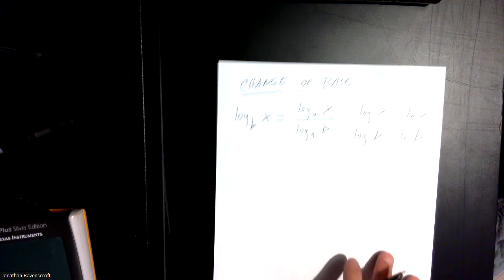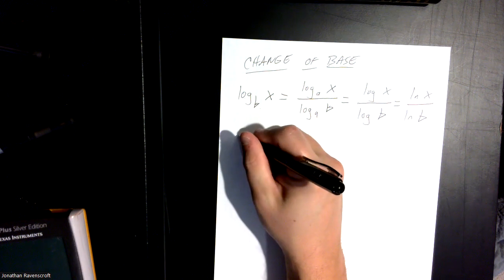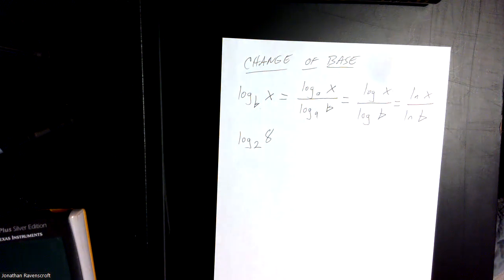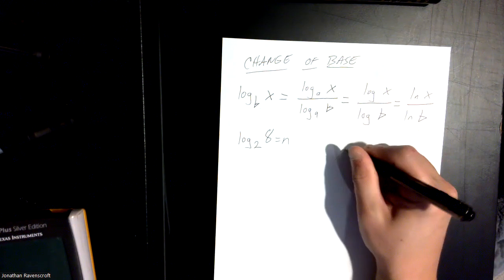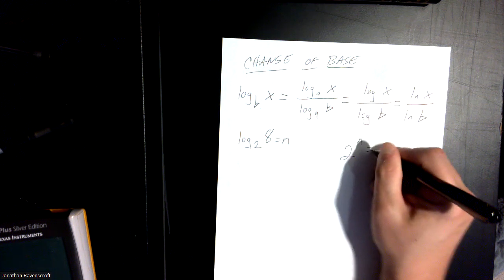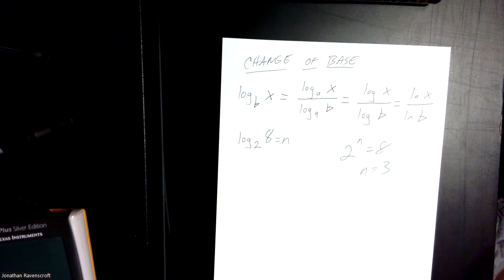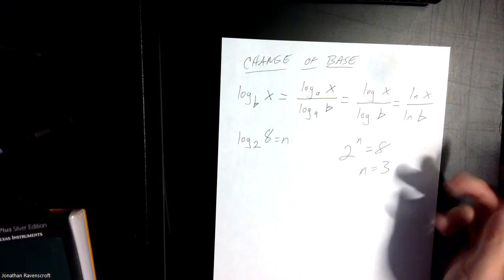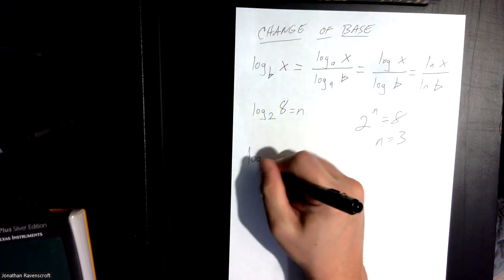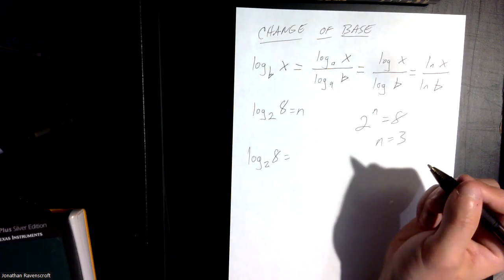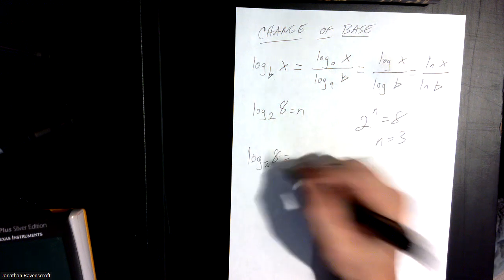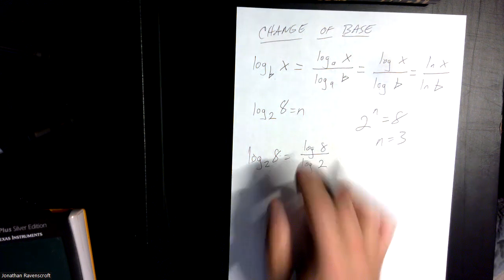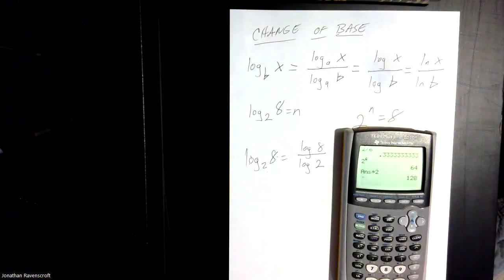Let's look at an example of that. Earlier we were looking at a problem that said log base 2 of 8. And what we did is we created a variable n, and we said 2 to the n equals 8, therefore n equals 3. And we kind of had to guess that mentally. With the change of base formula, I can do that in the calculator. I can say log base 2 of 8 equals log of this over log of this, log of 8 over log of 2, which is nice because I can let the calculator do the work.